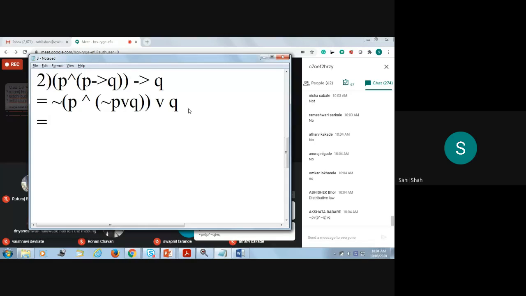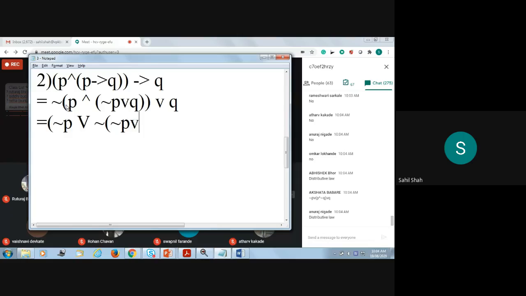Now there is need of using De Morgan's law. You could use the distributive law, Abhishek, but De Morgan's will ease out things. So what is De Morgan's law? Negation of P and Q is equal to negation of P or negation of Q. If negation comes inside the bracket, P becomes negation P. Negation of conjunction is disjunction. I am applying negation to this entire bracket, negation of P or this bracket, and I am keeping the other part as it is. So we are using De Morgan's.